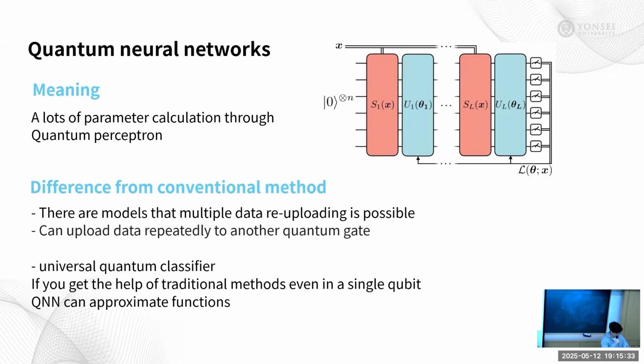Okay, this is what quantum neural networks are, and this is different from conventional neural networks because there are models where multiple data re-uploading is possible. Multiple data re-uploading is something I'm going to discuss later on after this slide, but it's a method that can upload data repeatedly to another quantum gate. And it has a characteristic called the universal quantum classifier. If you get the help of a tracing method, even in a single qubit, a QNN can approximate functions, using the universal quantum classifier.